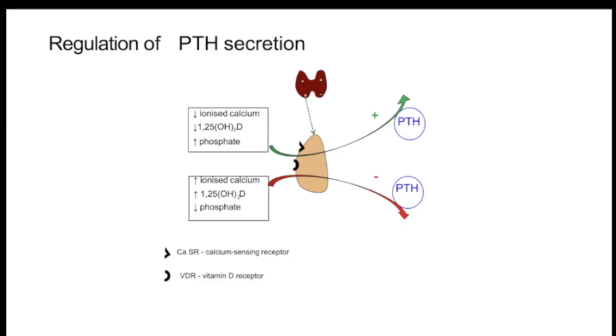So the regulation of this secretion is mainly governed by the serum ionized calcium. In cases of a decrease of serum ionized calcium, a decrease in the active form of vitamin D, which is 1,25 hydroxy vitamin D, and increase in phosphate, it leads to an increase in parathormone, while the inverse leads to a decrease in the parathormone, and these levels are usually sensed by the calcium sensing receptor, or the CASR, which is again a site for pharmacological activity in calcium metabolism.